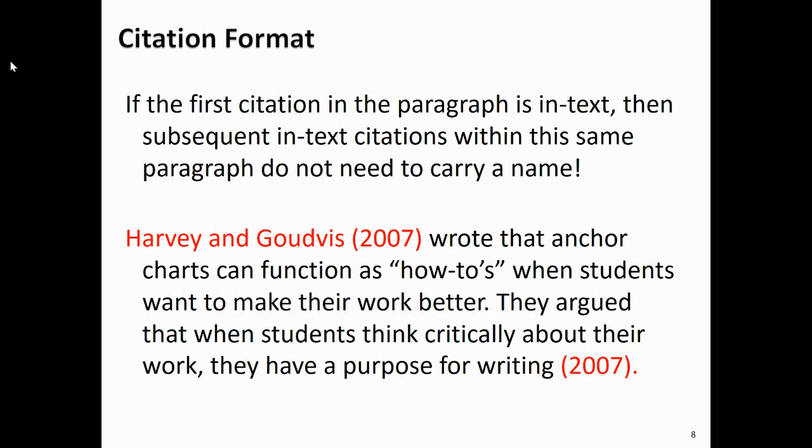If the first citation in the paragraph is in text, then your subsequent citations with the same source don't need to carry a name. Okay, so here you see Harvey and Goodvis, 2007, and then we quoted them again in the second sentence. You don't have to put Harvey and Goodvis twice, you just list the year. And it automatically assumes that it was Harvey and Goodvis.